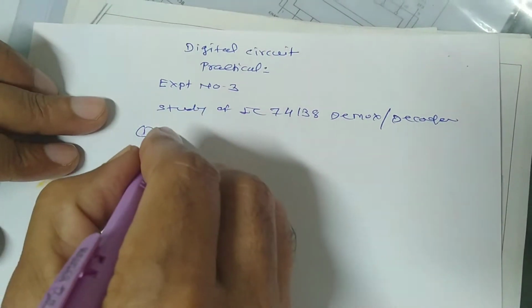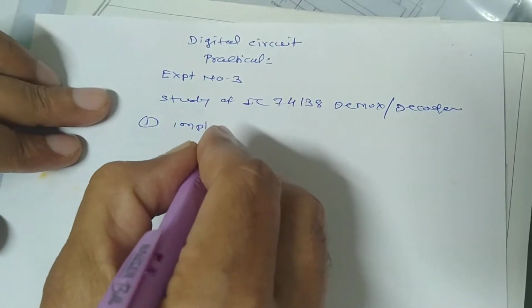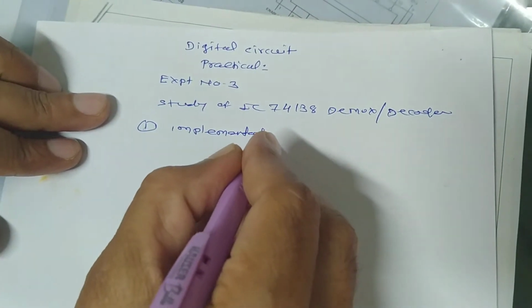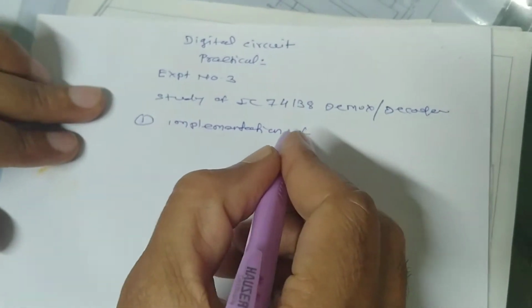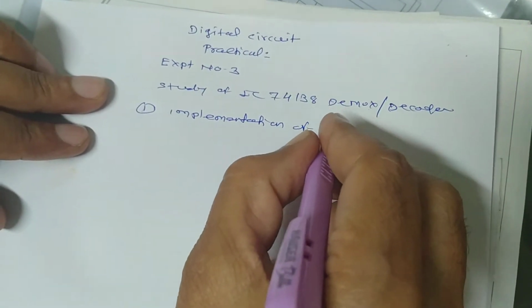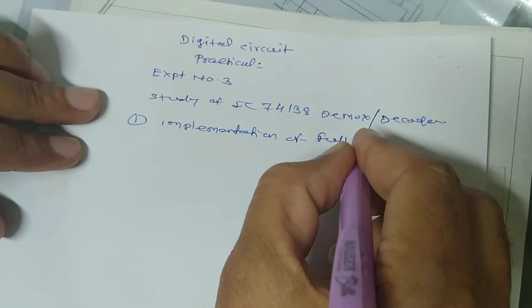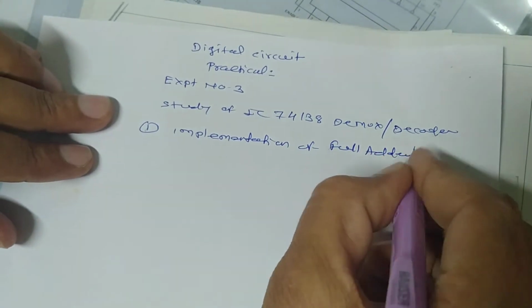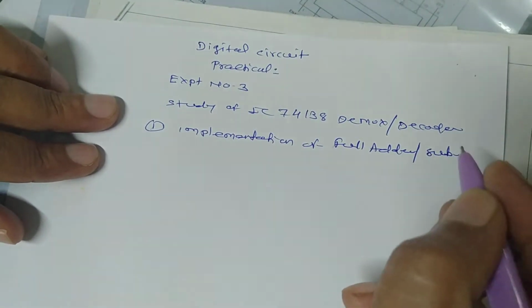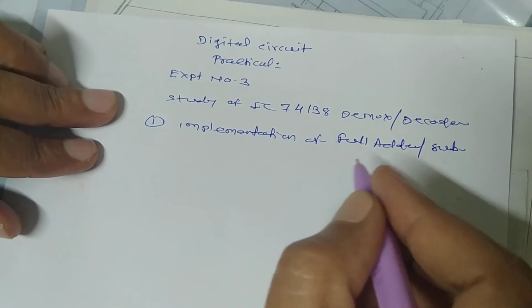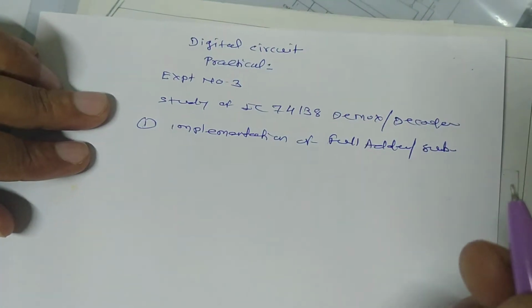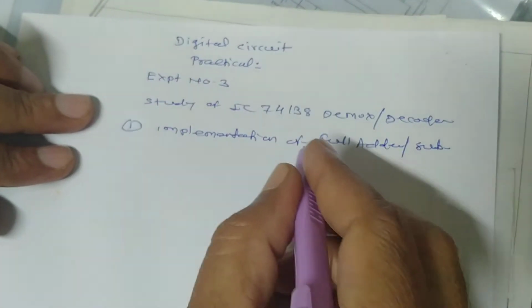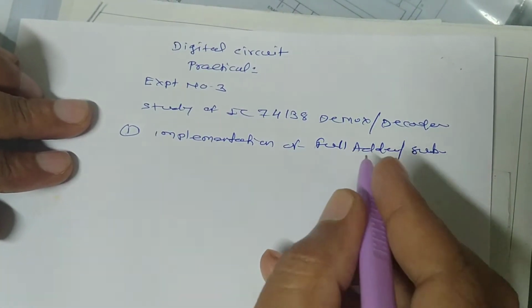first one, implementation of full adder or subtractor using this 74138. We have to implement it, and we have to verify the truth table of this full adder as well as subtractor.